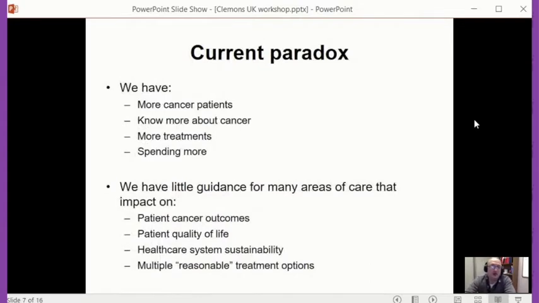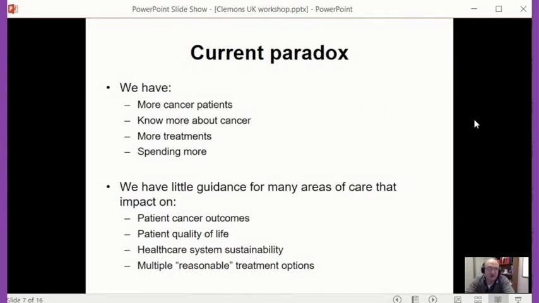So the paradox as I see it is we have more and more cancer patients. We know more and more about cancer. We have more treatments and our healthcare budgets are growing almost exponentially. However, we have little guidance in many areas of care that actually impact on how real patients do in the real world, how treatments affect their quality of life.